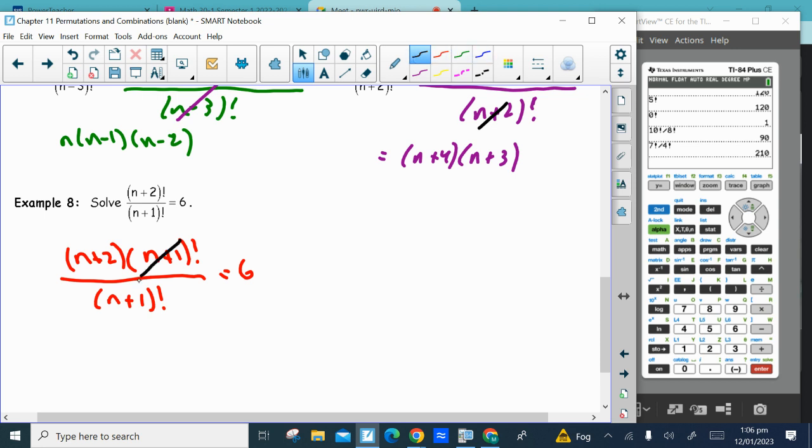So the n plus 1 factorials cancel. You're left with n plus 2 equals 6. So n equals 4.